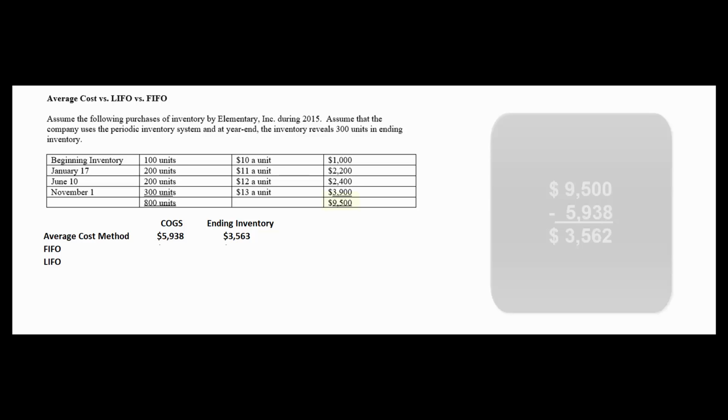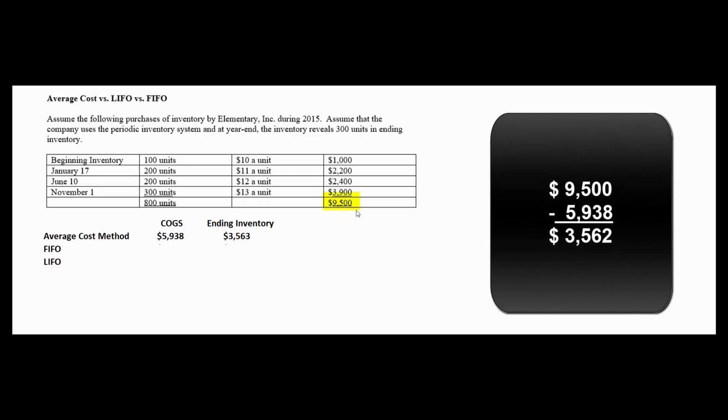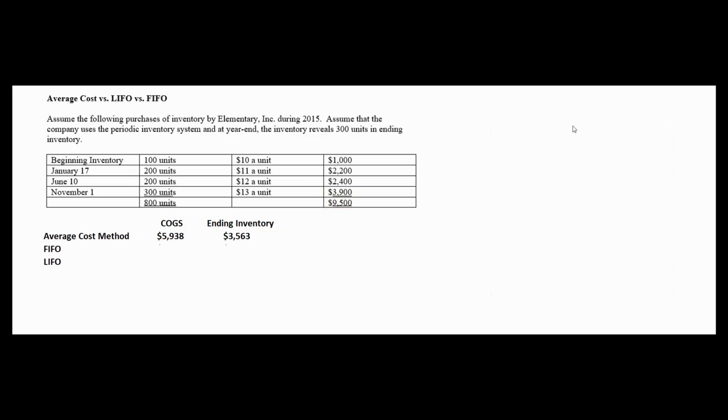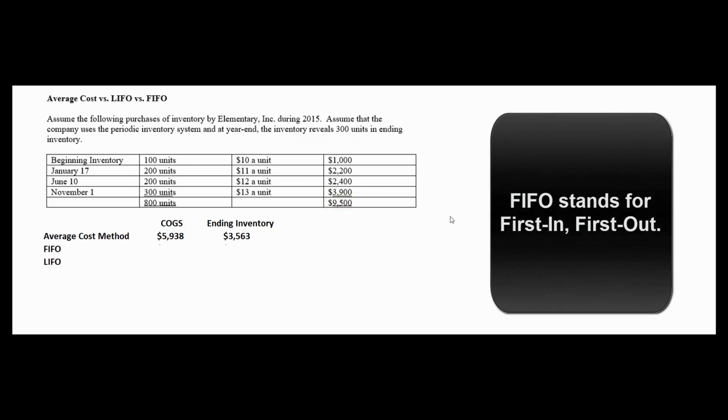Our total goods available for sale were 9,500. 9,500 minus 5,938 gives us about 3,562.5, or 3,563 if we round up. Let's instead assume we're in the periodic system and we're using FIFO.